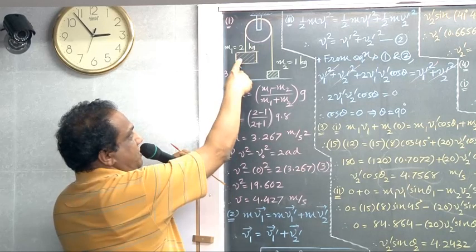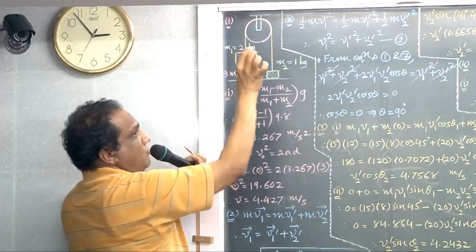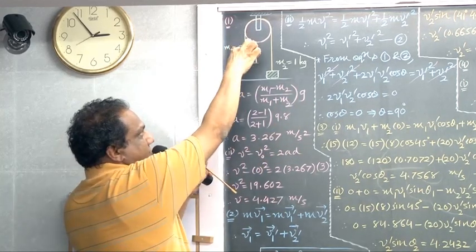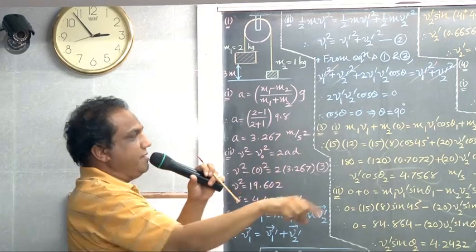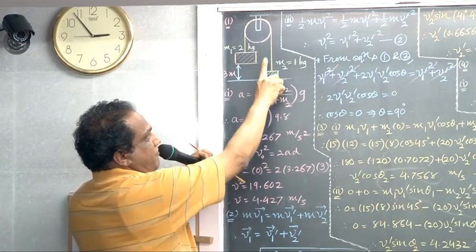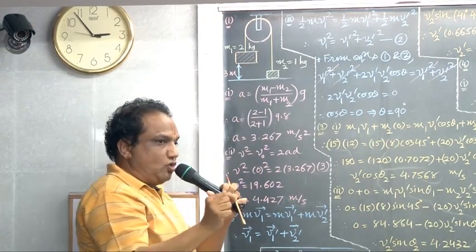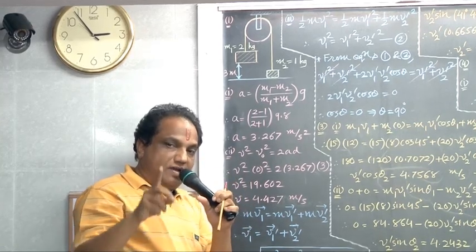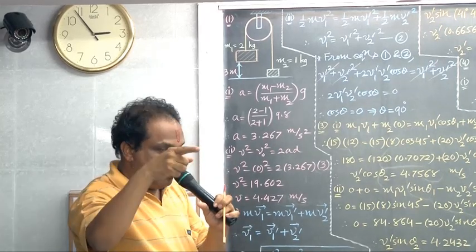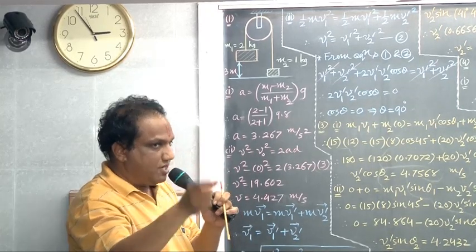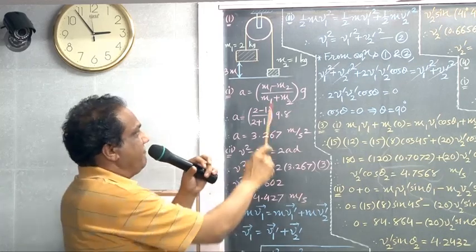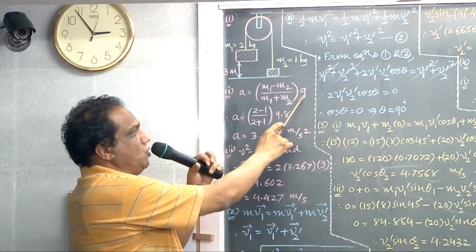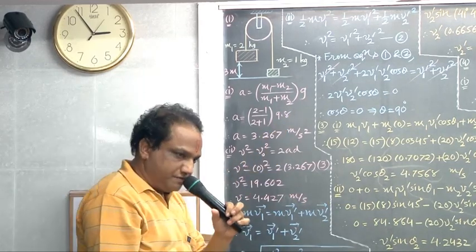And because the weight of this body is bigger, when you release them, this body will start coming downwards. At the same time, this body will start moving upwards. And the magnitude of acceleration in both the bodies is the same. That acceleration formula we had derived earlier in the same chapter, and I told you to remember it in words: difference in mass divided by addition of masses, into gravitational acceleration.